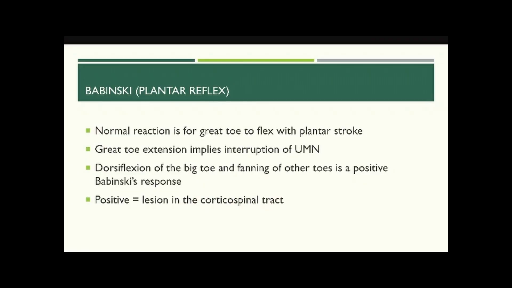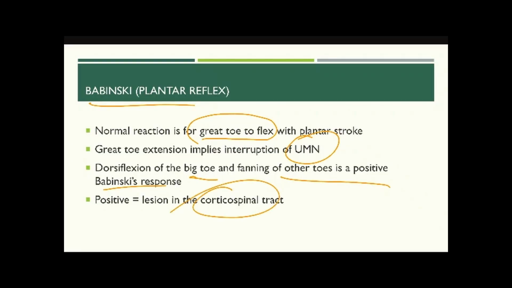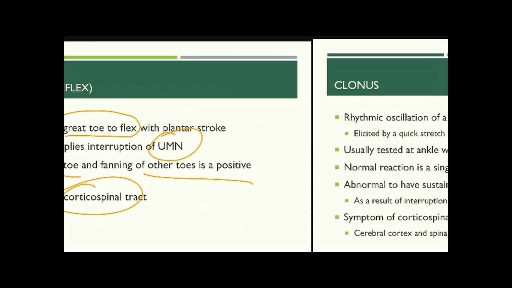Here's our Babinski reflex. Normal reaction is for the great toe to flex, so it goes down. If toe extension occurs, it implies they have an upper motor neuron lesion. Dorsiflexion of the big toe and fanning is also a positive Babinski's. So babies have a positive Babinski's at first. When we have Peds Day, hopefully we'll have some young babies, and you can see that and do that, and you see their toes go up. Positive means we have a lesion in the corticospinal tract, again, upper motor neuron lesions.